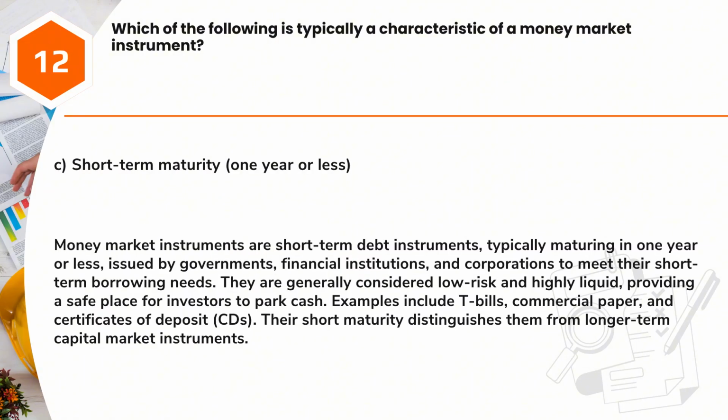Answer: C. Short-term maturity, 1 year or less. Money market instruments are short-term debt instruments, typically maturing in 1 year or less, issued by governments, financial institutions, and corporations to meet their short-term borrowing needs. They are generally considered low-risk and highly liquid, providing a safe place for investors to park cash. Examples include T-bills, commercial paper, and certificates of deposit, CDs. Their short maturity distinguishes them from longer-term capital market instruments.